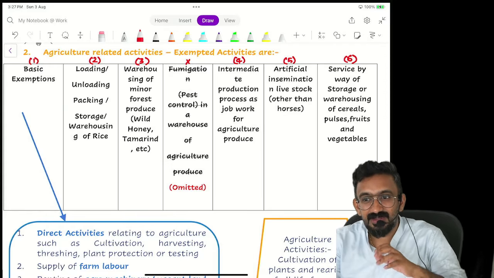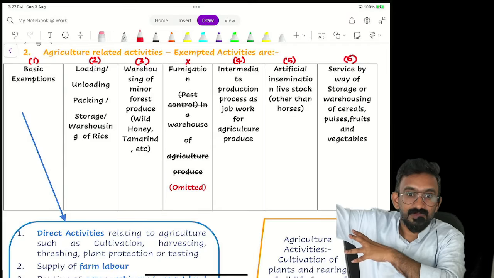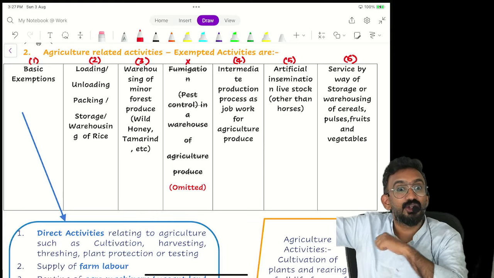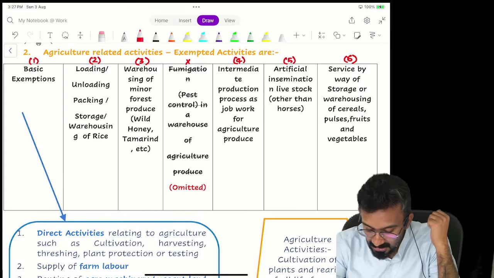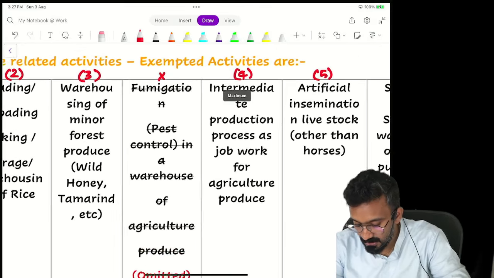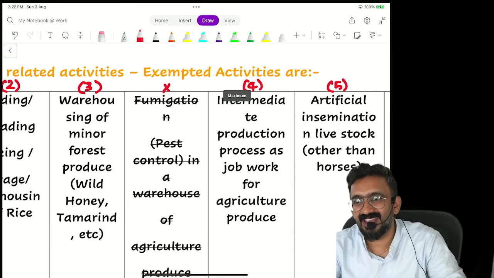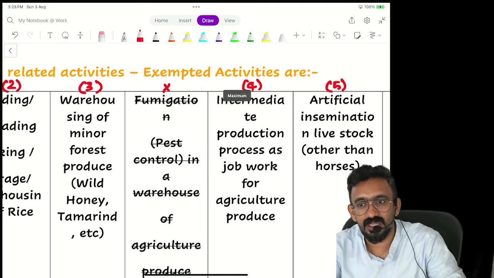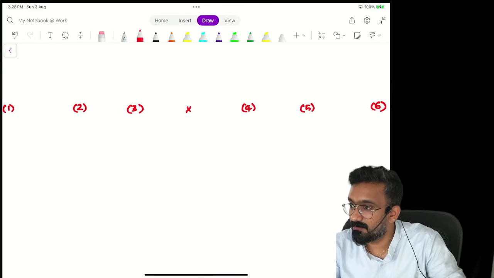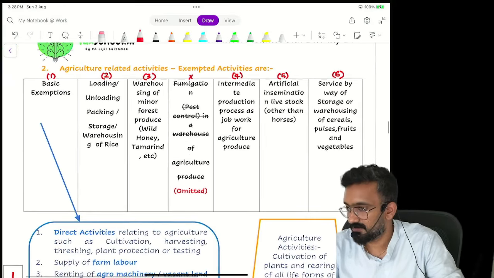Suppose after making paddy, I pack this into a sack, and I send it to a mill to do milling into rice. Is there an activity of milling paddy into rice? Can I call this an intermediate production process to make agriculture produce? No, because agriculture produce is already there in the packet. That is the paddy. To make rice means it's not agriculture produce. Will that milling get exemption out of this point number 4? No. So what is the impact?